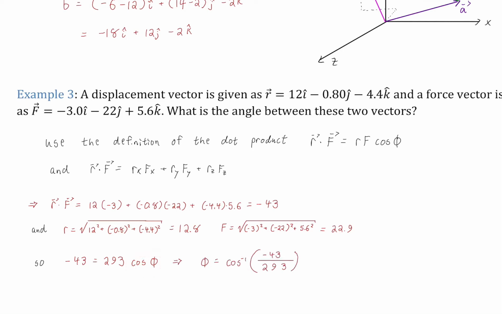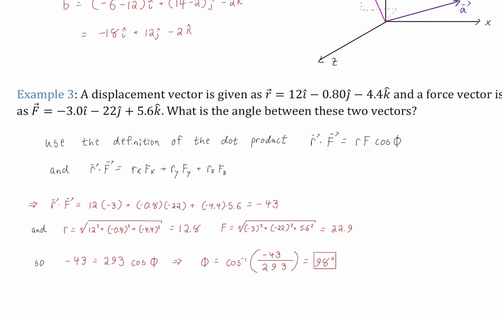Now I'm ready. I'm just going to isolate phi by taking cosine inverse. Of course, I divide both sides by 293 first, and I get an angle of 98 degrees. So these two vectors are almost perpendicular to each other, which you wouldn't know by just looking at them expressed in i hat, j hat, k hat notation, would you? So pretty cool.